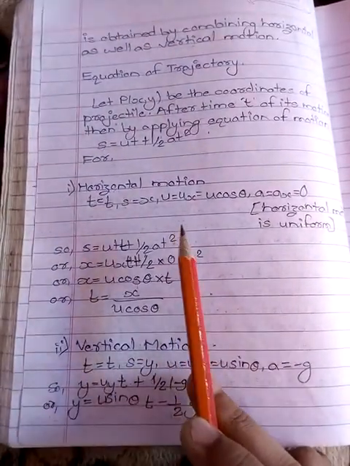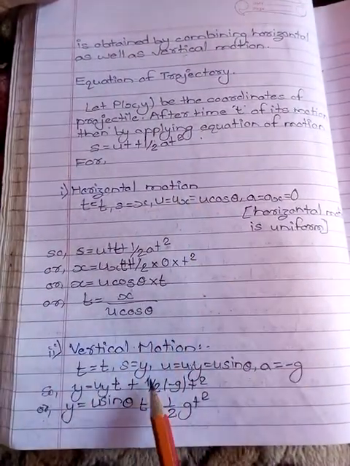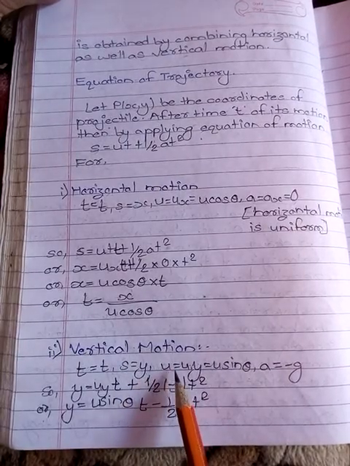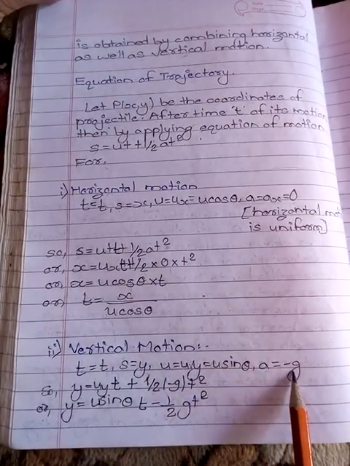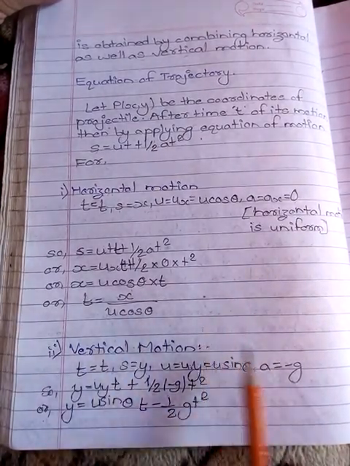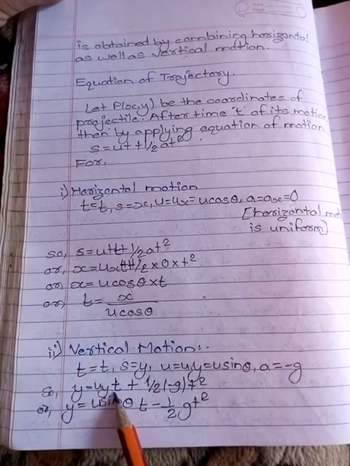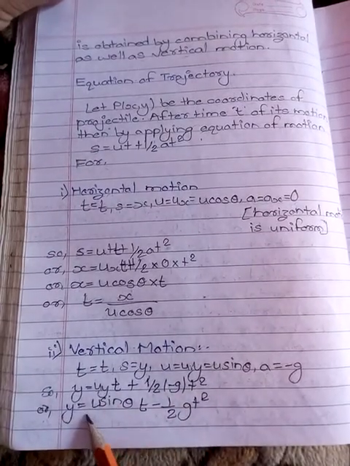Our horizontal motion is completed. Now vertical motion: t is equal to t, s is equal to y, since it moves upward, so we will go with the y-axis component. Then u is equal to uy is equal to u sin theta, and here a is equal to minus g, since it is moving upward against gravity. So y is equal to uy t plus half minus g t square, and we will solve it.